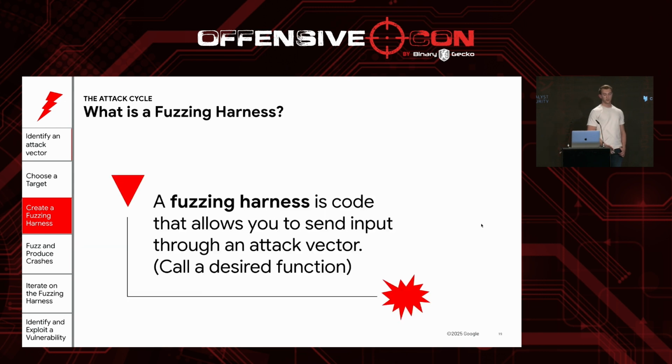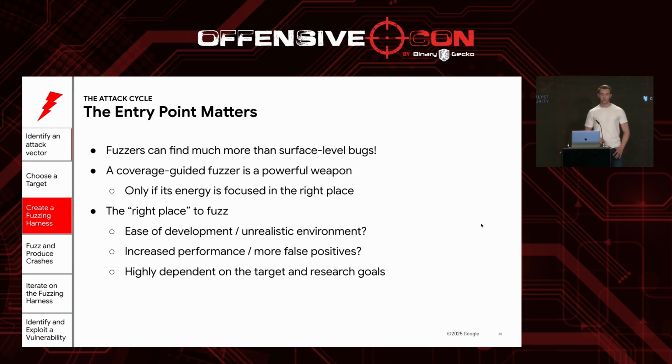So the next step here was to create a fuzzing harness, which is just code that allows you to send input through an attack vector or call a desired function. The entry point really matters here for where you're actually going to send your fuzzing input. Fuzzers are highly capable of finding more than just surface level bugs, especially if they're properly implemented and using coverage-guided fuzzing. But it only works if the fuzzer's energy is focused in the right place. And so finding that right place to fuzz is highly dependent on the target and the situation.